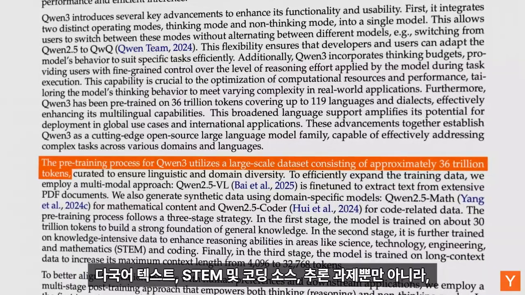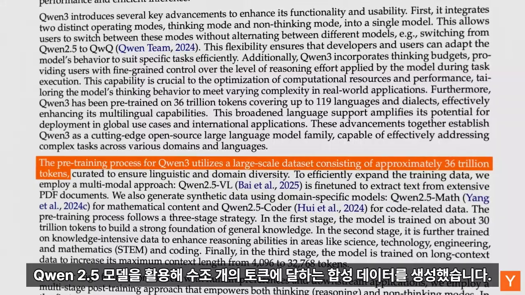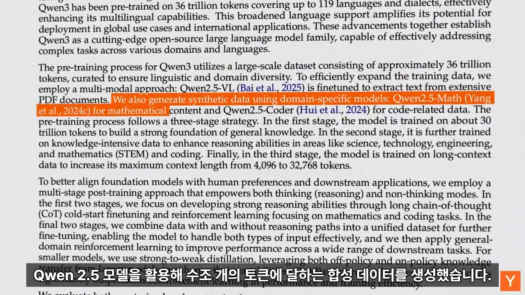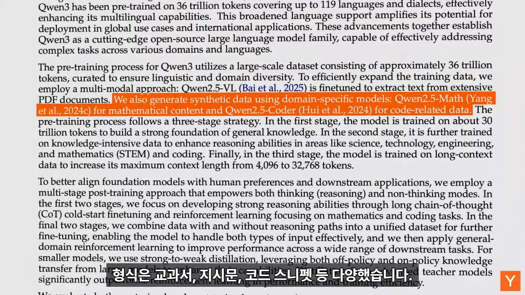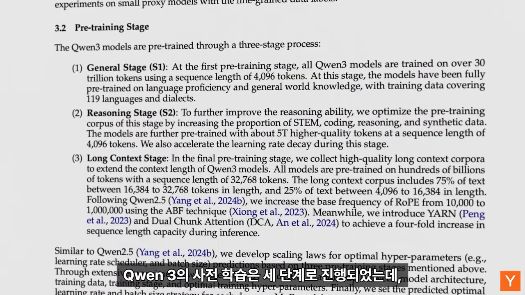In addition to pulling data from multilingual text, STEM, and coding sources and reasoning tasks, Qwen 3 also uses Qwen 2.5 models to generate trillions of tokens of synthetic data in different formats like textbooks, instructions, and code snippets. Qwen 3's pre-training occurred in 3 stages.